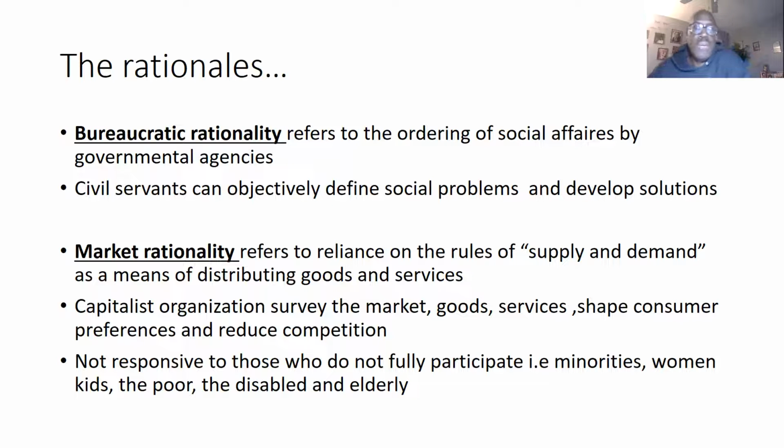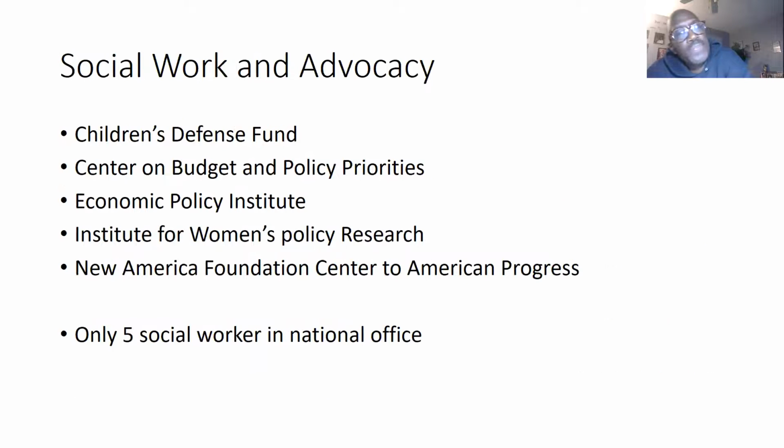So as you can see, when we start to look at rationales for why policy moves the way that it does, these are important factors that we need to make ourselves aware of. The bureaucratic rationality refers to ordering of social affairs by government agencies. So really looking at the welfare of civil servants and the other folks who are going to be impacted by these social problems. So they get defined and they help develop solutions. So those are the two rationales that policies usually have to run through before there's a determination made about whether they will work or not.